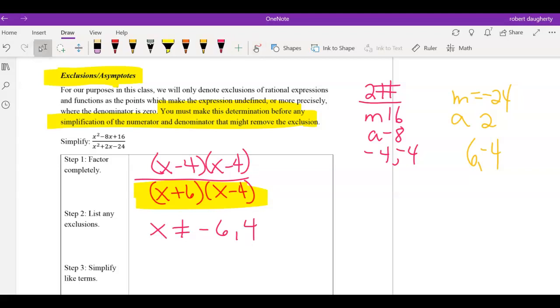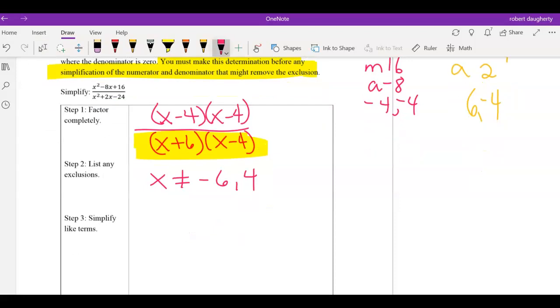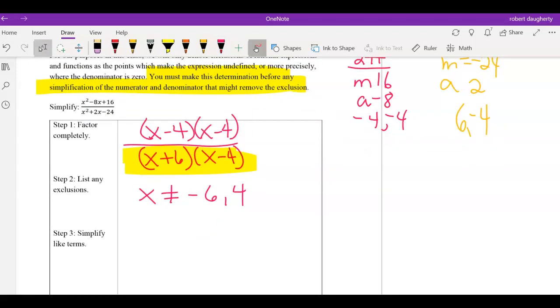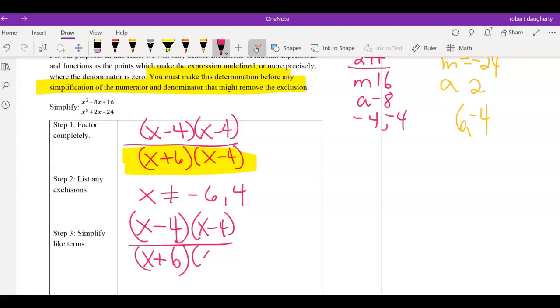Then the next thing I want to do now, I want to go forward and simplify. So I've got x minus 4, x minus 4 over x plus 6, x minus 4.